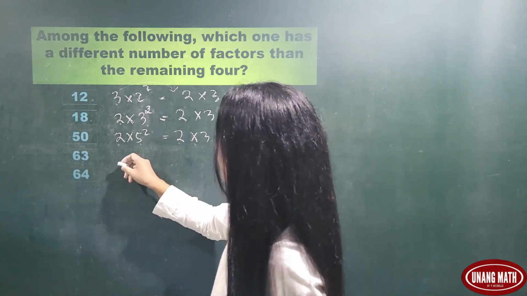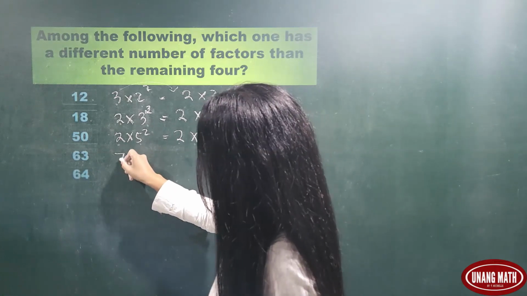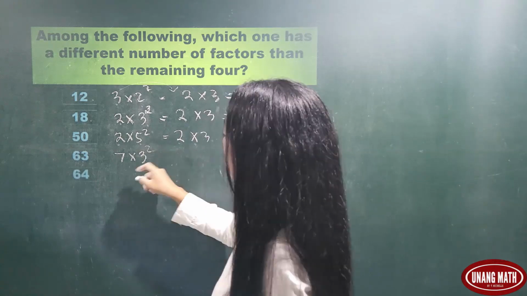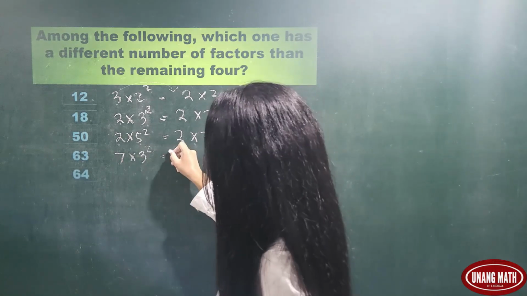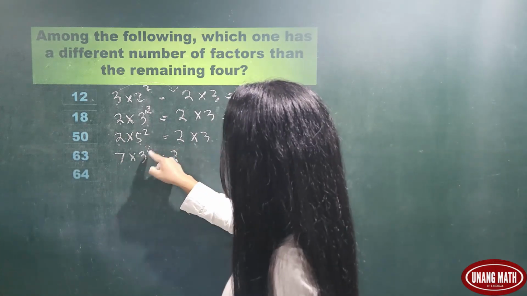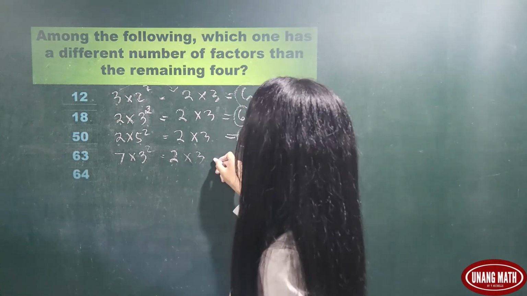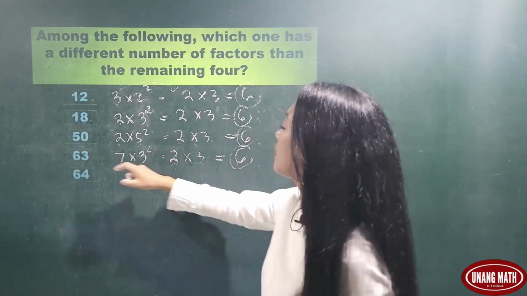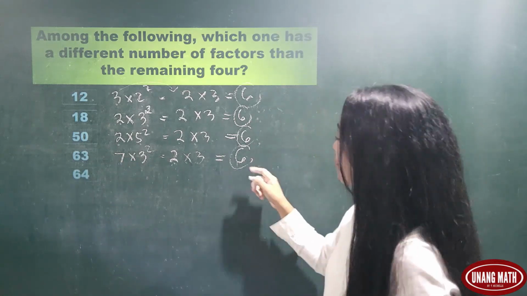Let's go to 63. 63 is 7 times 9. But 9 is 3 squared. So 7 has 2 factors. 3 squared has 3 factors. So the answer is 2 times 3, 6. So 63 has also 6 factors.